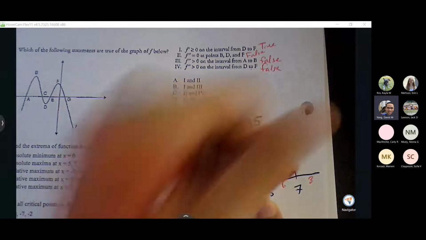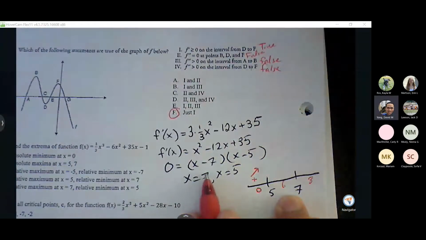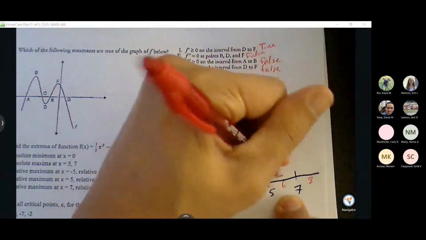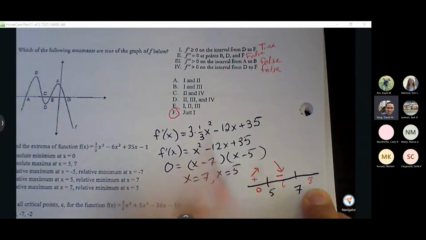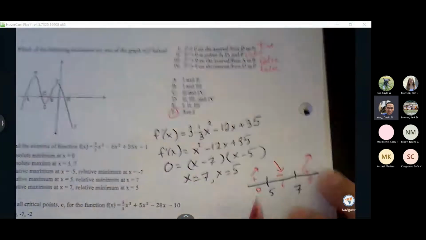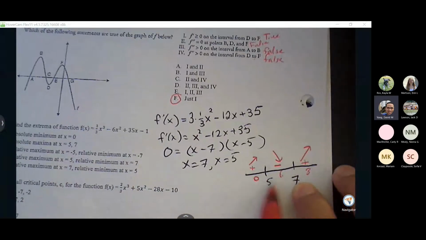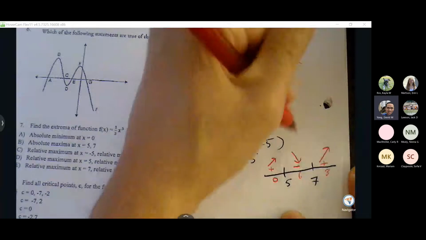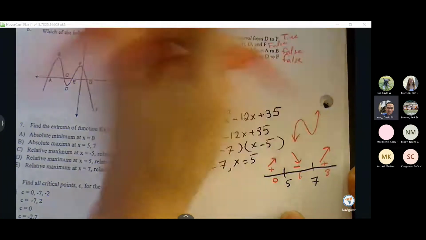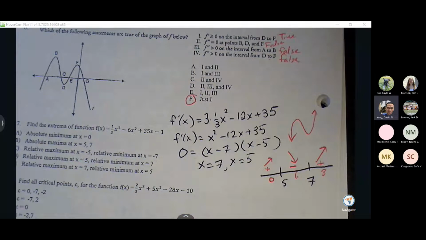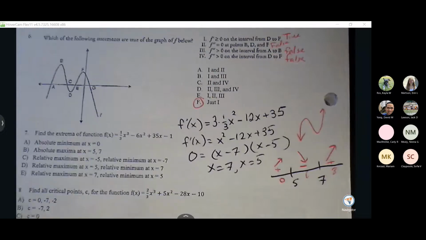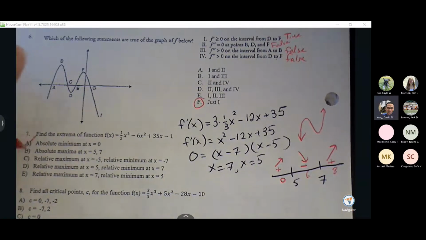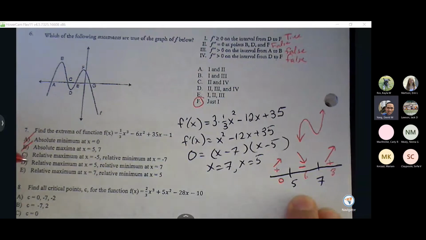Negative times negative is positive. Plug 6 in, negative times positive is negative. Plug 8 in, positive and positive is positive. So based off the arrows, we can tell there must be a relative max at 5, a relative minimum at 7. There is no absolute max or absolute min because the graph is going to head to infinity in both directions, and we're not going to be able to pinpoint a specific real number here. So there's no absolute max, absolute min, relative max at 5, relative min at 7.